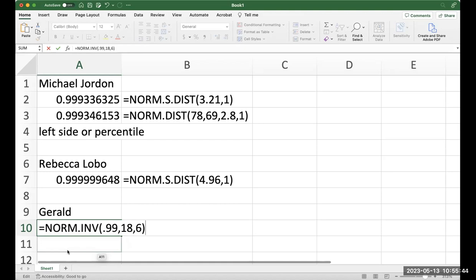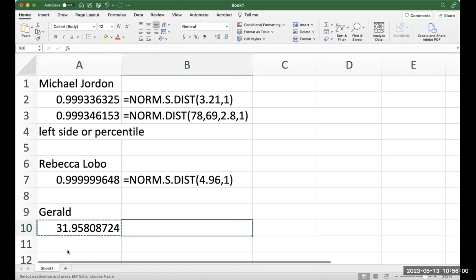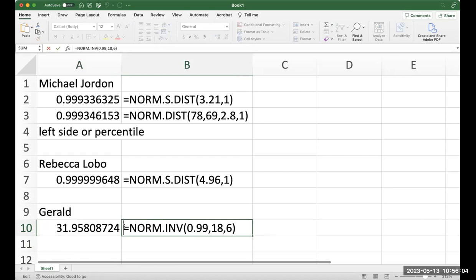But let's see. Oh, sorry. Do I have to put anything else? Nope, that's it. So it's going to give me 31.96. This is the score that Gerald would have to get to be in the 99th percentile. So it gives you the final answer.